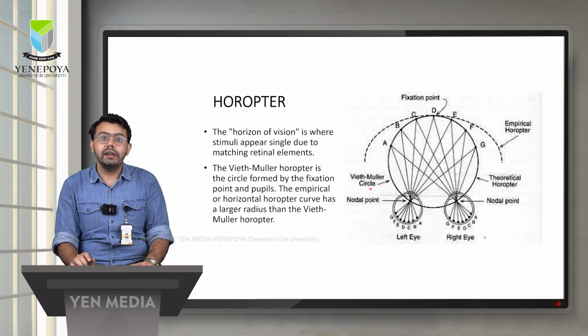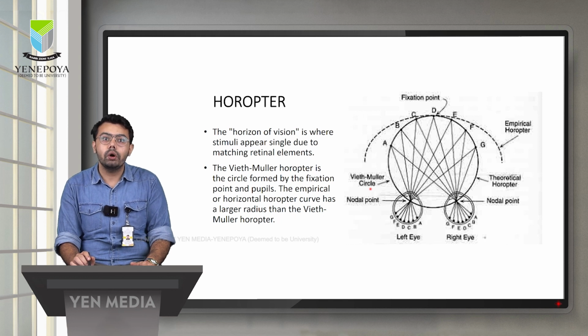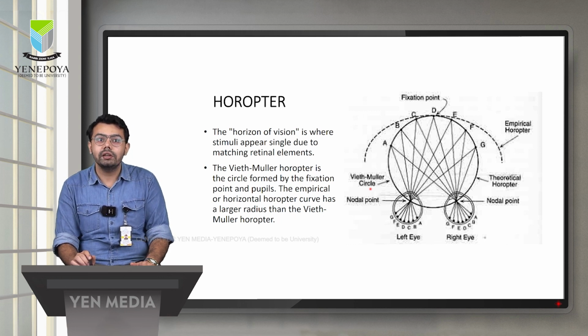So there is the Vieth-Muller horopter. Actually, the full name of the horopter is the Vieth-Muller horopter. It's a circle formed by the fixation point and the pupils. The empirical or horizontal horopter curve has a larger radius compared to the normal Vieth-Muller horopter curve.